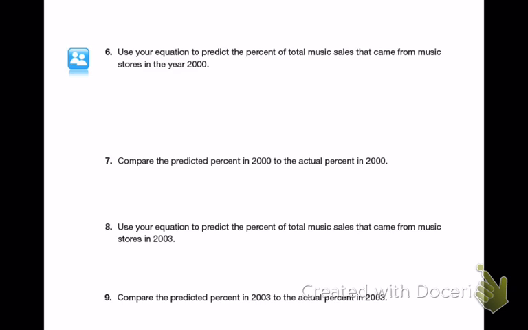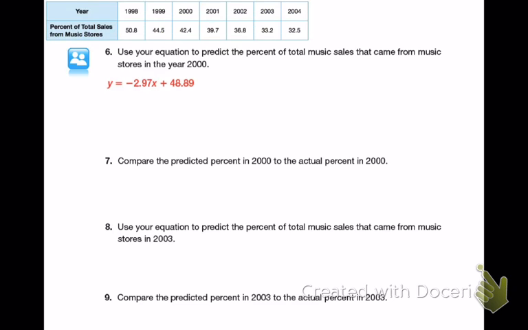All right, so now we should be on number 6. So we're going to use our equation to predict, keyword, the percent of total music sales that came from the music stores in the year 2000. So this is our equation you should have gotten from Desmos if you did it. Now we're going to take this equation and we're going to predict the music sales in the year 2000. So going back to our table, the year 2000 was considered, remember this was year 0.